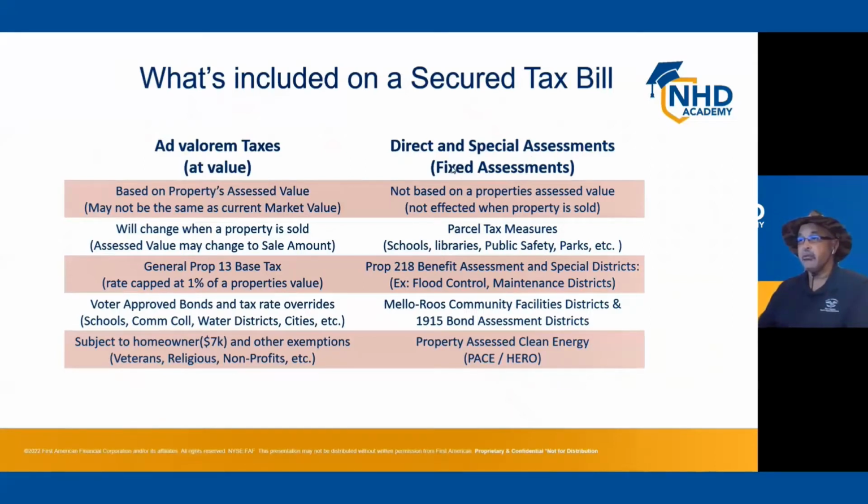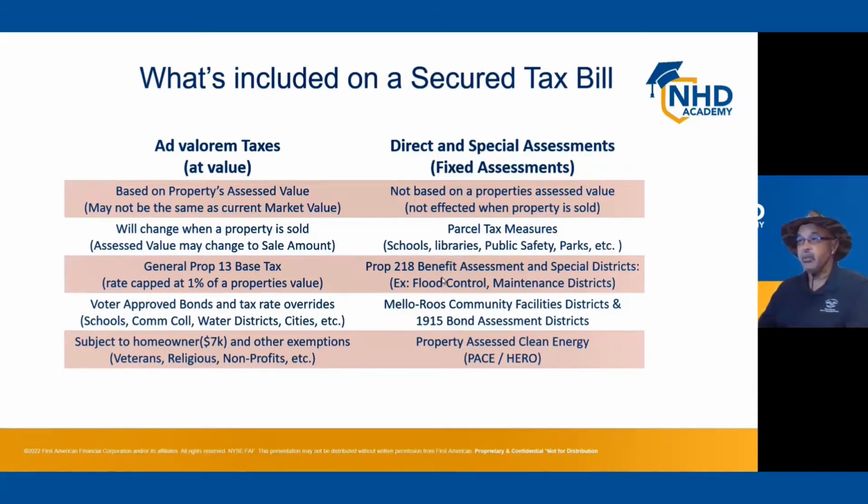In addition to your ad valorem taxes, you also have direct and special assessments. Some counties refer to them as fixed assessments. These charges are not based on the property's assessed value, and therefore they're not affected when the property is sold. They may include parcel tax measures from schools, libraries, public safety, parks, and other agencies.